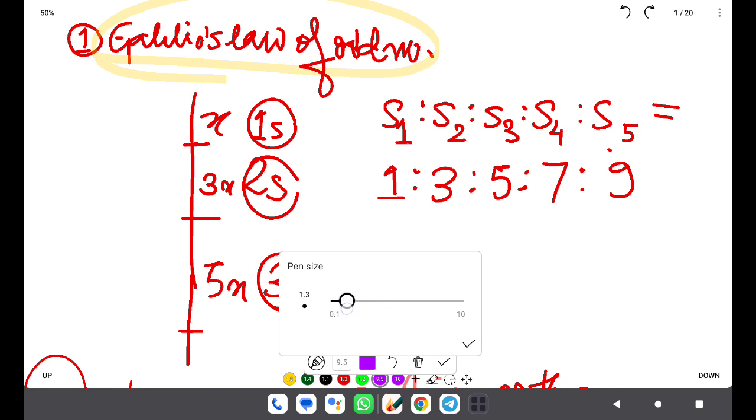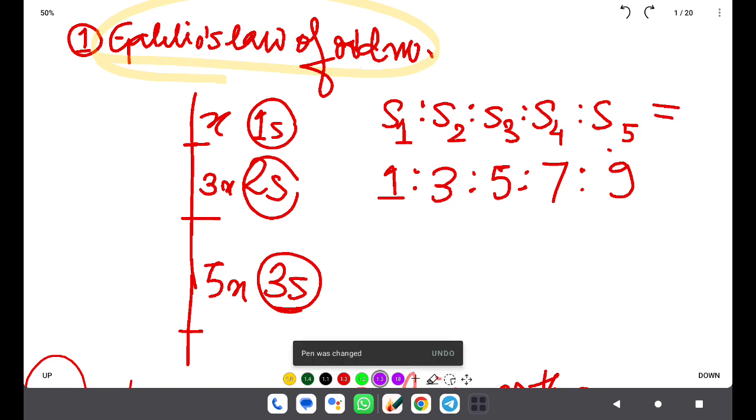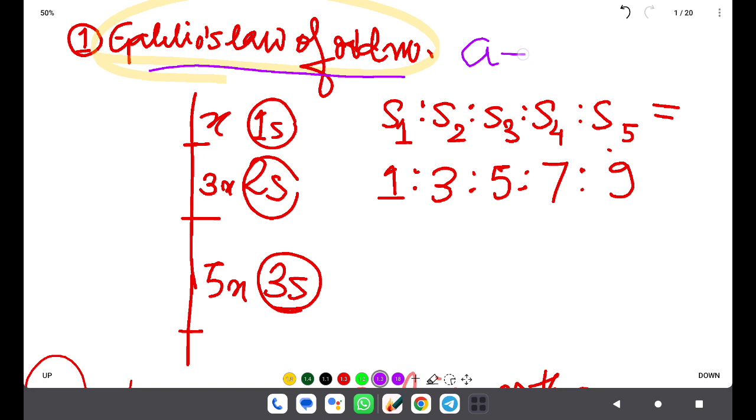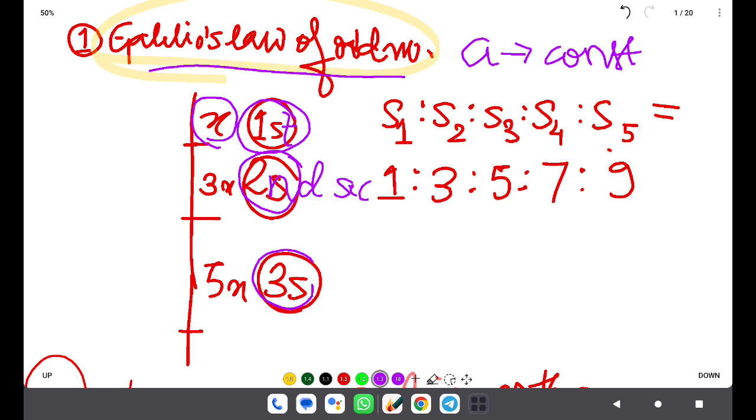It is Galileo's law of odd numbers. It states that if a body is undergoing constant acceleration, then the ratio of distances covered by the body in equal intervals of time, for example, in the first second, if the body covers x distance, then in the second second it will cover 3x distance, and in the third second the body will cover 5x distance, and so on.